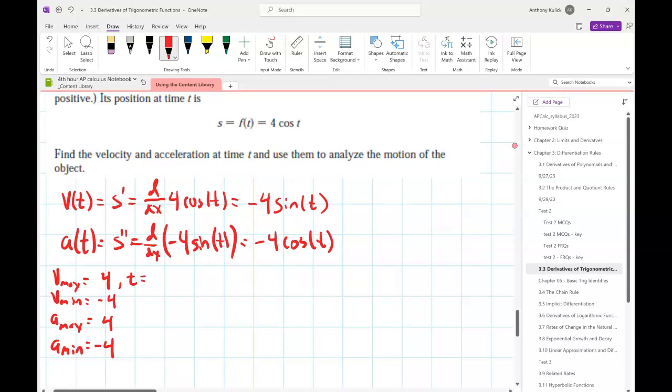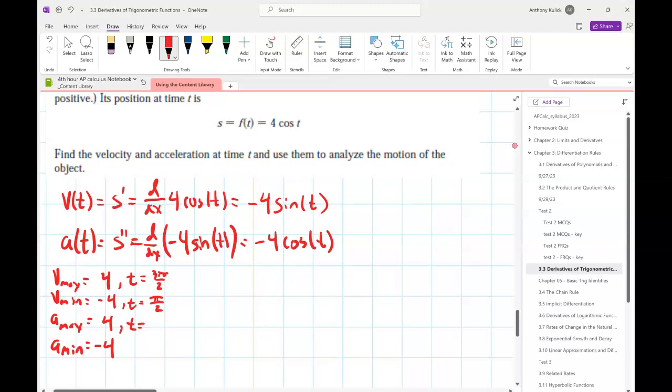What value of t would give me my maximum velocity? When is sine going to be equal to negative 1? Thank you. Very good. And it'll be equal to positive 1 at pi over 2. Good.